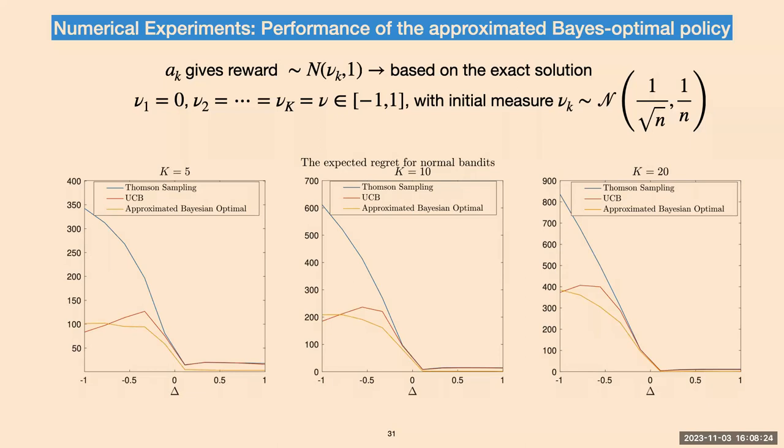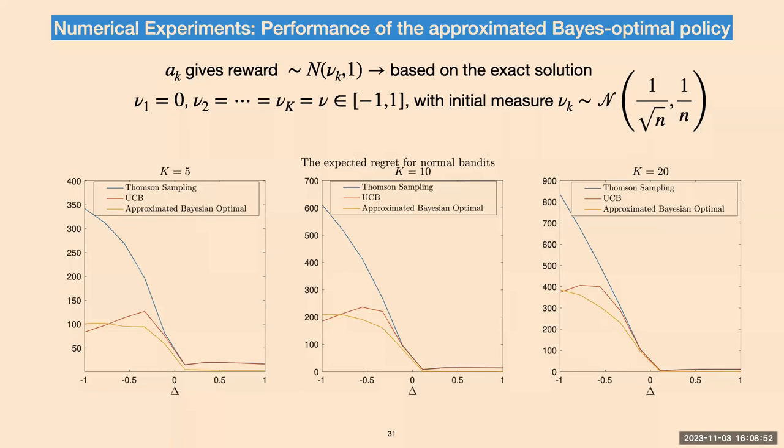And the environment mu_k could be from negative one to one. The result for our Bayesian optimal policy based on the HJB solution is plotted in the yellow line. The UCB solution expected regret is plotted in the red line, and the Thompson sampling expected regret is plotted in the blue line.